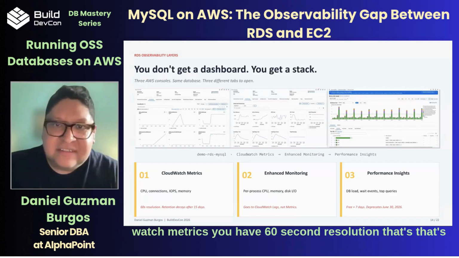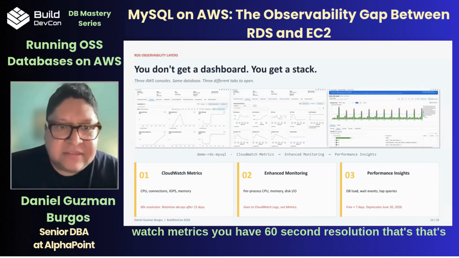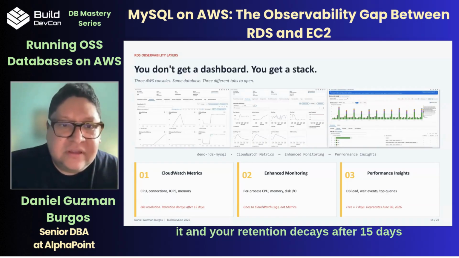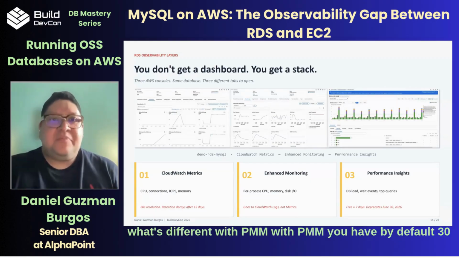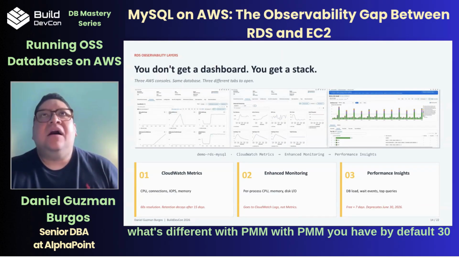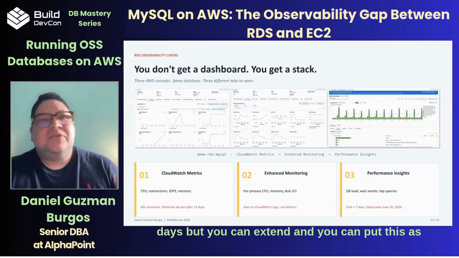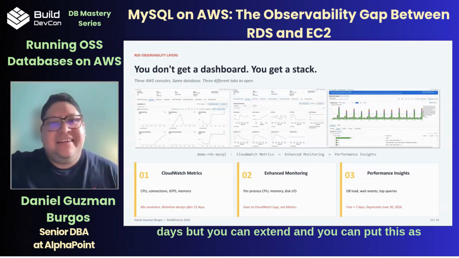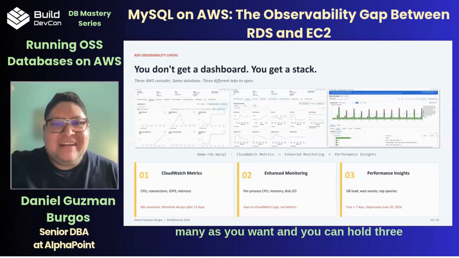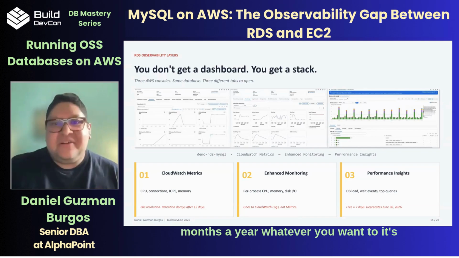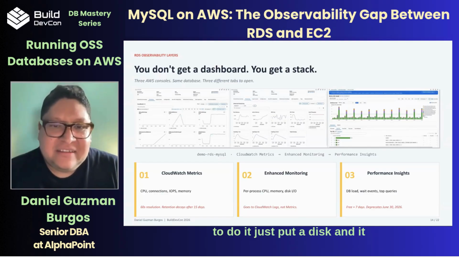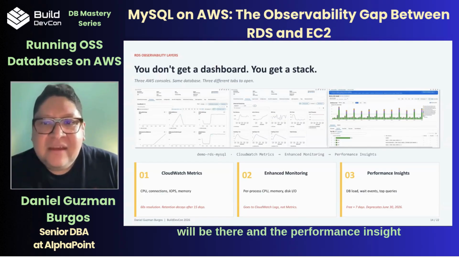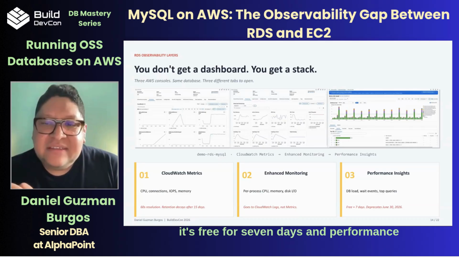There are very important things on the 3 of them. CloudWatch metrics, you have 60-second resolution. That's it. And your retention decays after 15 days. What's the difference with PMM? With PMM, you have 30 days by default, but you can extend it. You can hold 3 months, a year, whatever you want. Just add a disk and it will be there. And Performance Insights is free for 7 days.